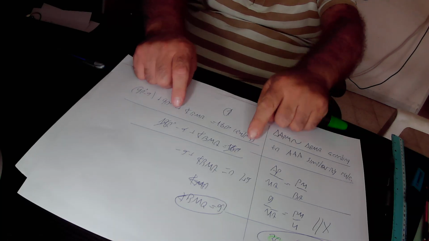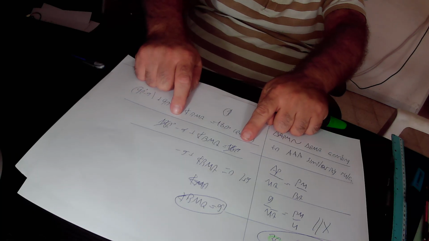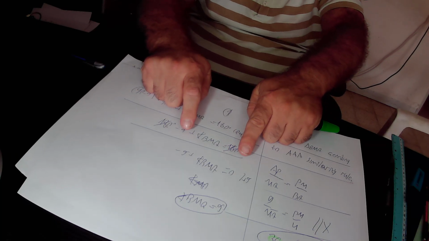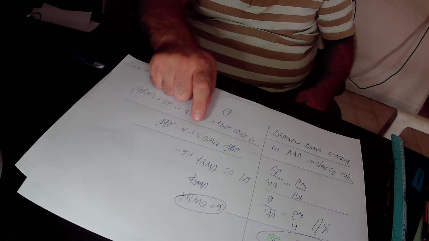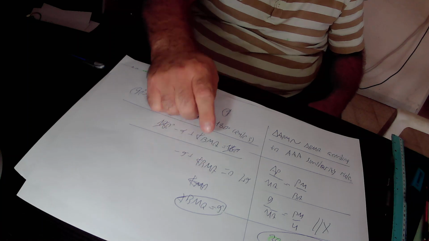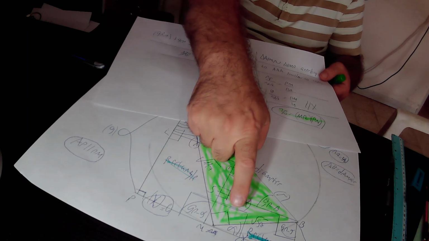Here we have 180 degrees on both sides of the equation, so the 180 degrees get cancelled, and we are left with minus alpha plus the missing angle BMQ, which is equal to 0. Here we add alpha to the equation, and we find out that the missing angle BMQ equals alpha. This is the missing angle BMQ, and it is equal to alpha.